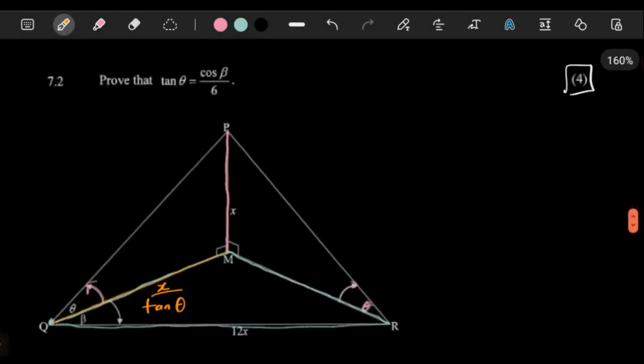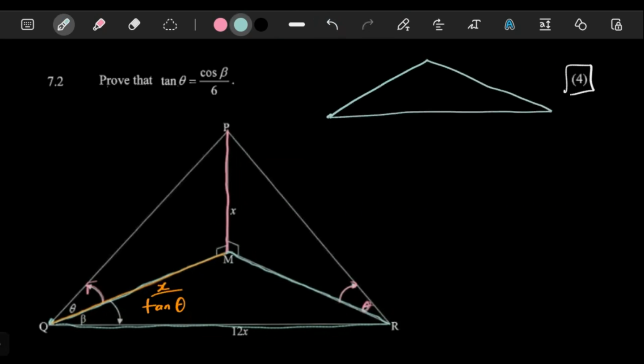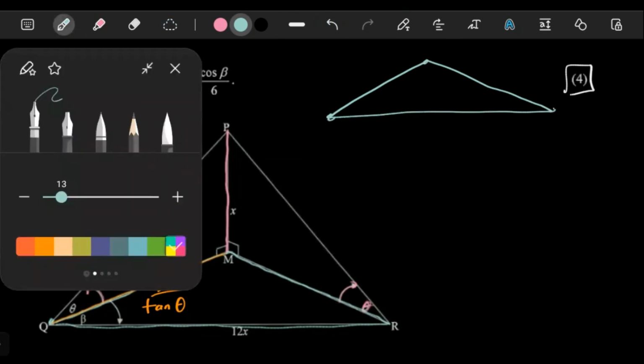So that's important. X over tan theta. Now they are asking us to show that tan theta is equal to cos beta over 6. For this kind of equation, you really should not overthink it, because the only triangle that has beta in it is the one down here. You might as well focus on the triangle down there, because in that triangle you now have QM. With 3D triangles, always work with one of them at a time, one step at a time.